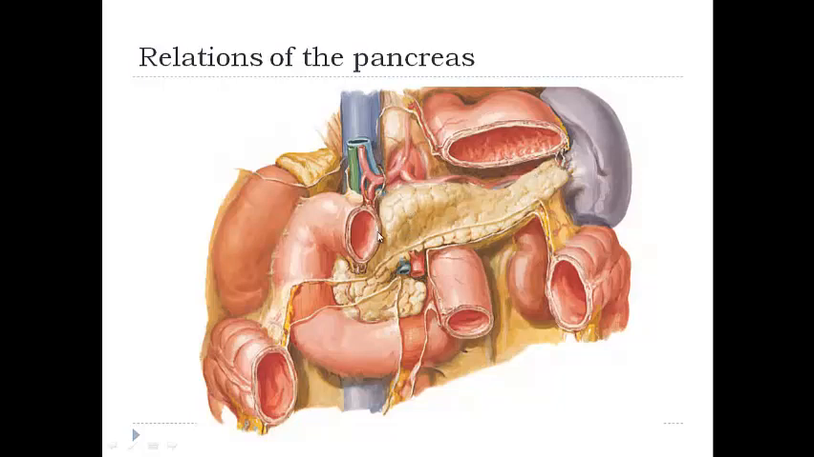Then you've got a couple of blood vessels here. Specifically, like I said, you've got the splenic artery up here. And the portal vein, which we're going to talk about in detail in a separate lecture, is found right behind the neck of the pancreas. Whenever you're studying relations of any organ, make sure you've got either an atlas or a picture of the organ open next to you.